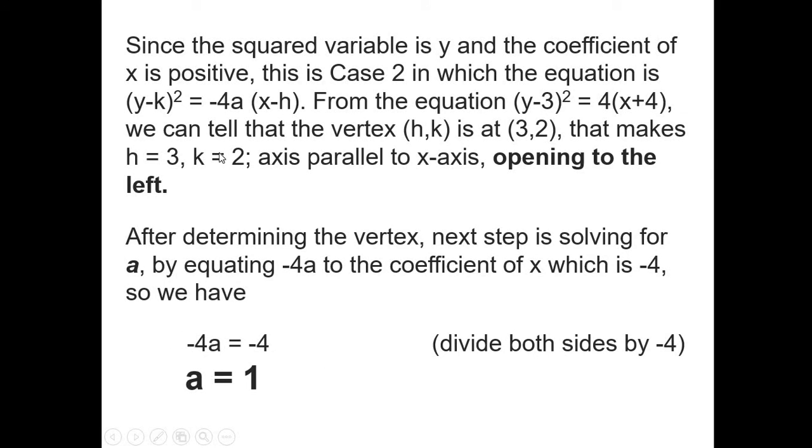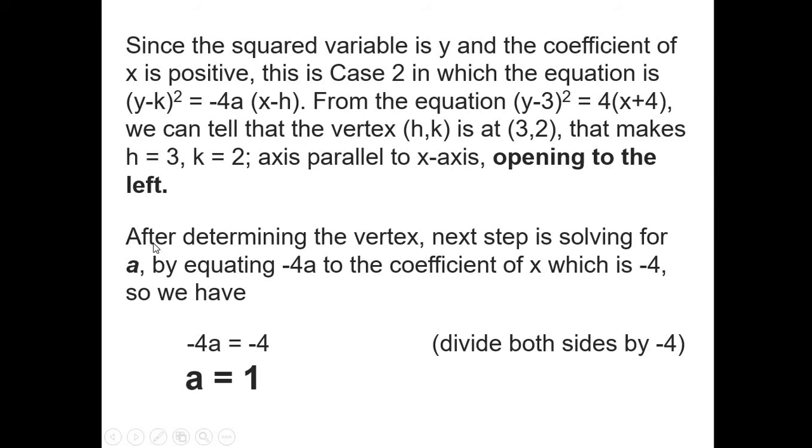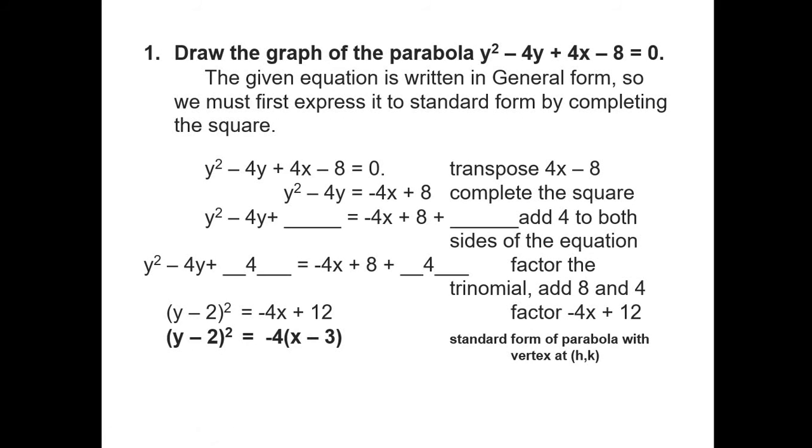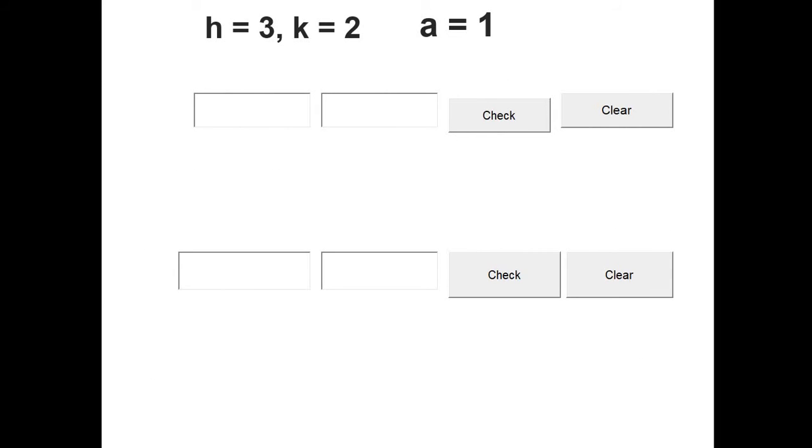So, after determining the vertex, let us solve for a by equating negative 4a to negative 4. Negative 4? Yes, negative 4. So, negative 4a equals negative 4, therefore a is equal to 1. So, meron na tayong h equals 3, k equals positive 2, meron na rin tayong a equals 1, therefore we can now be able to solve the other parts, the focus, directrix. Let's start with the focus. The formula is h minus a, k.